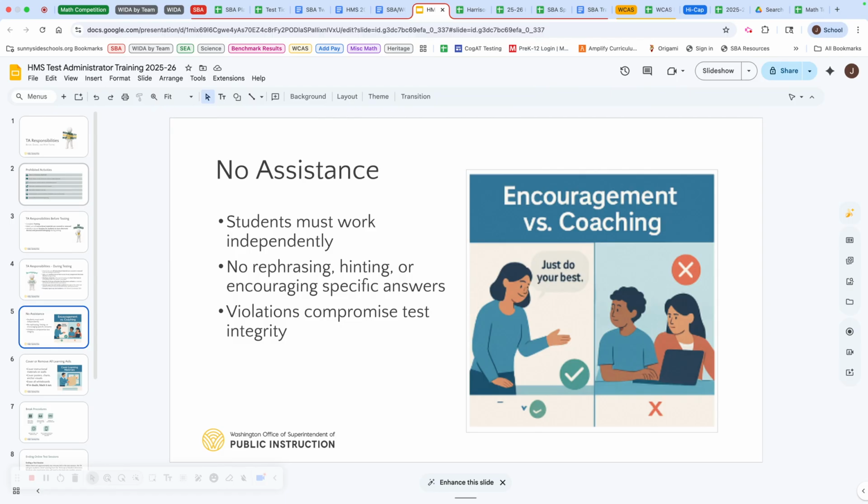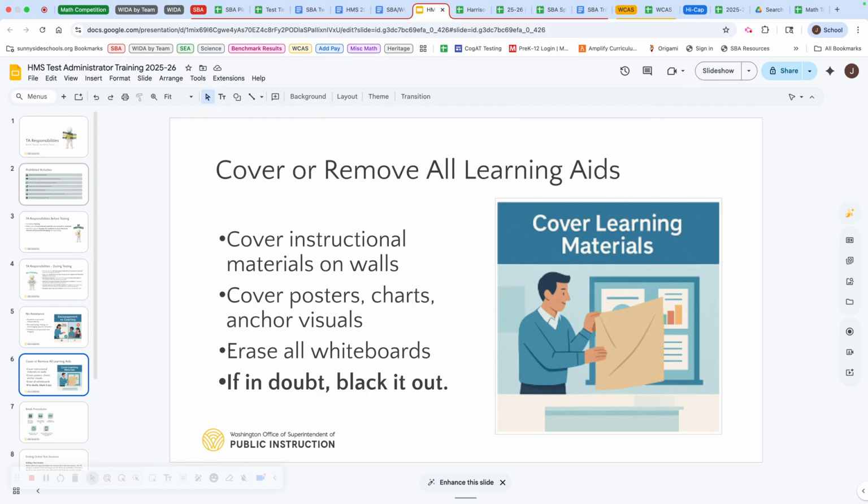This is kind of a duh. Students must work independently. No rephrasing, hinting, or encouraging specific answers like "click C." None of that stuff. Violations compromise test integrity. So please make sure that students are doing their own work on the test.